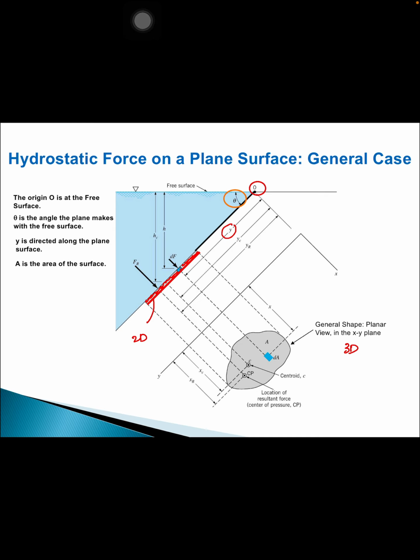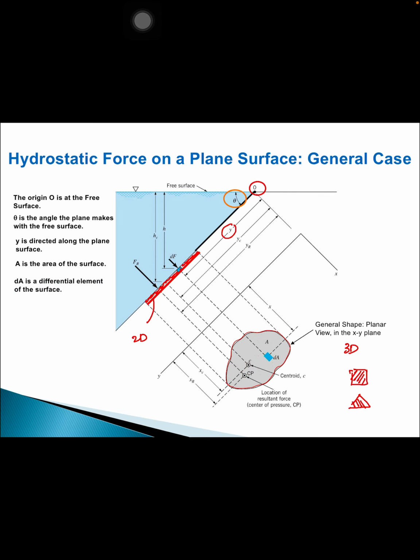A is the area of the surface. Where is your A? Here, this is your area. If your object is a rectangle, this is your area. If a triangle, you have to calculate the area also. So it depends on the shape of the object, so we have to know how to calculate the area.